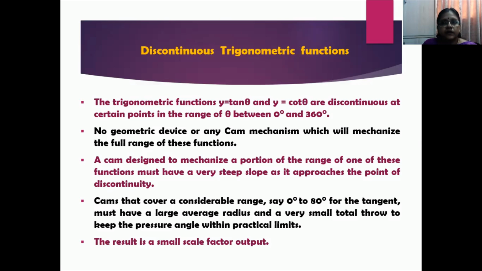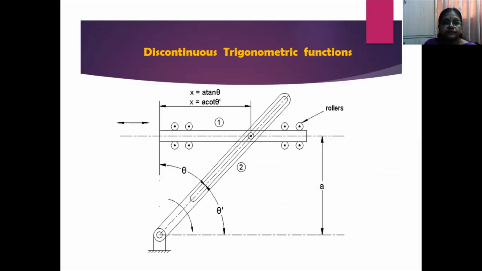for the entire 360 degrees motion. A cam designed to mechanize a portion of the range of one of these functions must have a very steep slope as it approaches the point of discontinuity. Cams that cover a considerable range, say 0 degrees to 80 degrees for the tangent, must have a large average radius and a very small total throw to keep the pressure angle within practical limits. The result is a very small scale factor output.